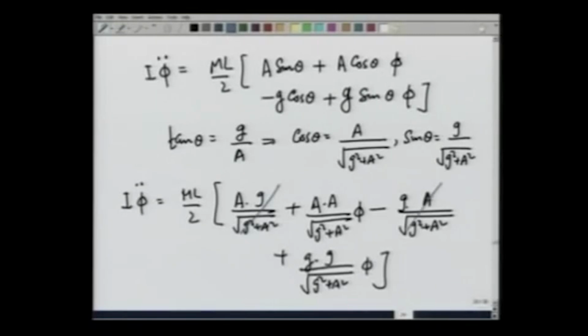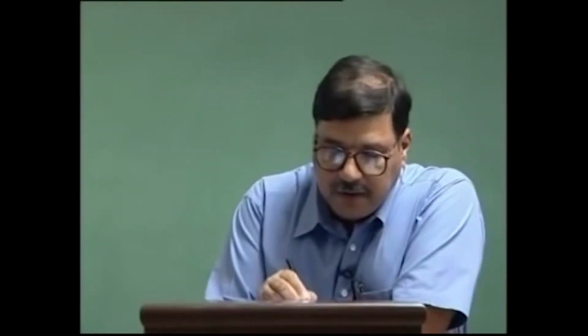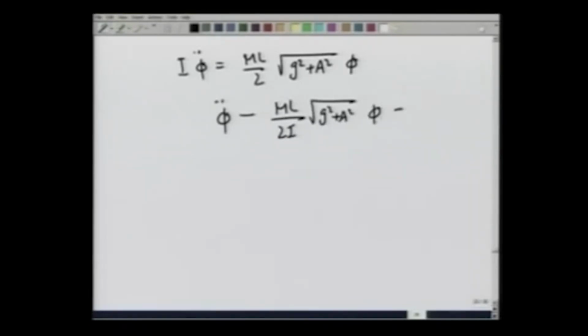This term cancels and you get this is equal to m L over 2 square root of g square plus a square times phi. And therefore, the equation when the rod is disturbed from its equilibrium position is I phi double dot is equal to m L by 2 square root of g square plus a square phi, or phi double dot minus m L over 2 I square root of g square plus a square phi equal to 0.